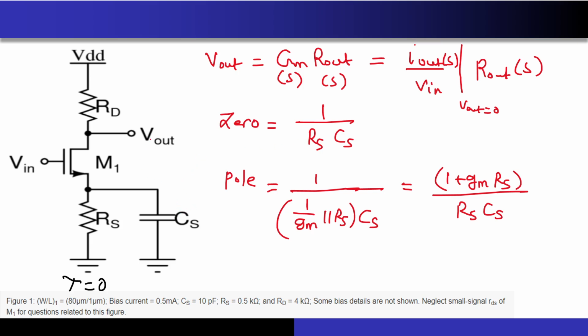Correct? So now in this assignment, this was the question that they had given, and the one more addition they have made is that they have inserted a capacitor in parallel with this RS over here. Correct? So the W by L has been given, the bias current of 0.5 milliampere is given, and the values of CS, RS and RD have been given to me. Correct? So now let's first do some analysis on this circuit. Can anyone tell me whether there is any zero in this circuit or not?